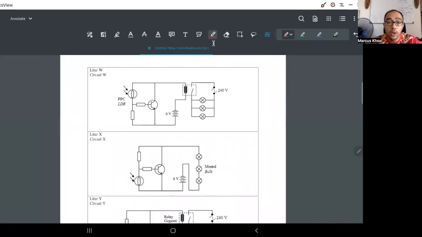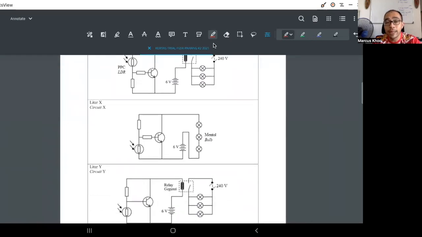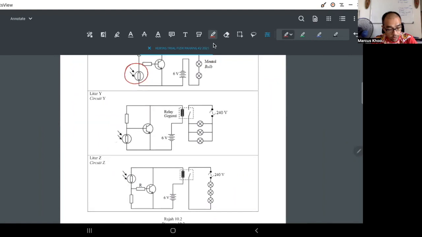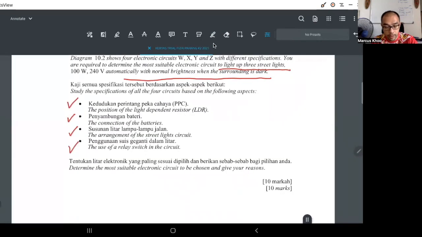Okay, so when we talk about the LDR, this one you have to remember. You have to remember automatic switch for brightness. Okay, the LDR is connected at the base circuit, which is here. The position of the LDR is at the base circuit.